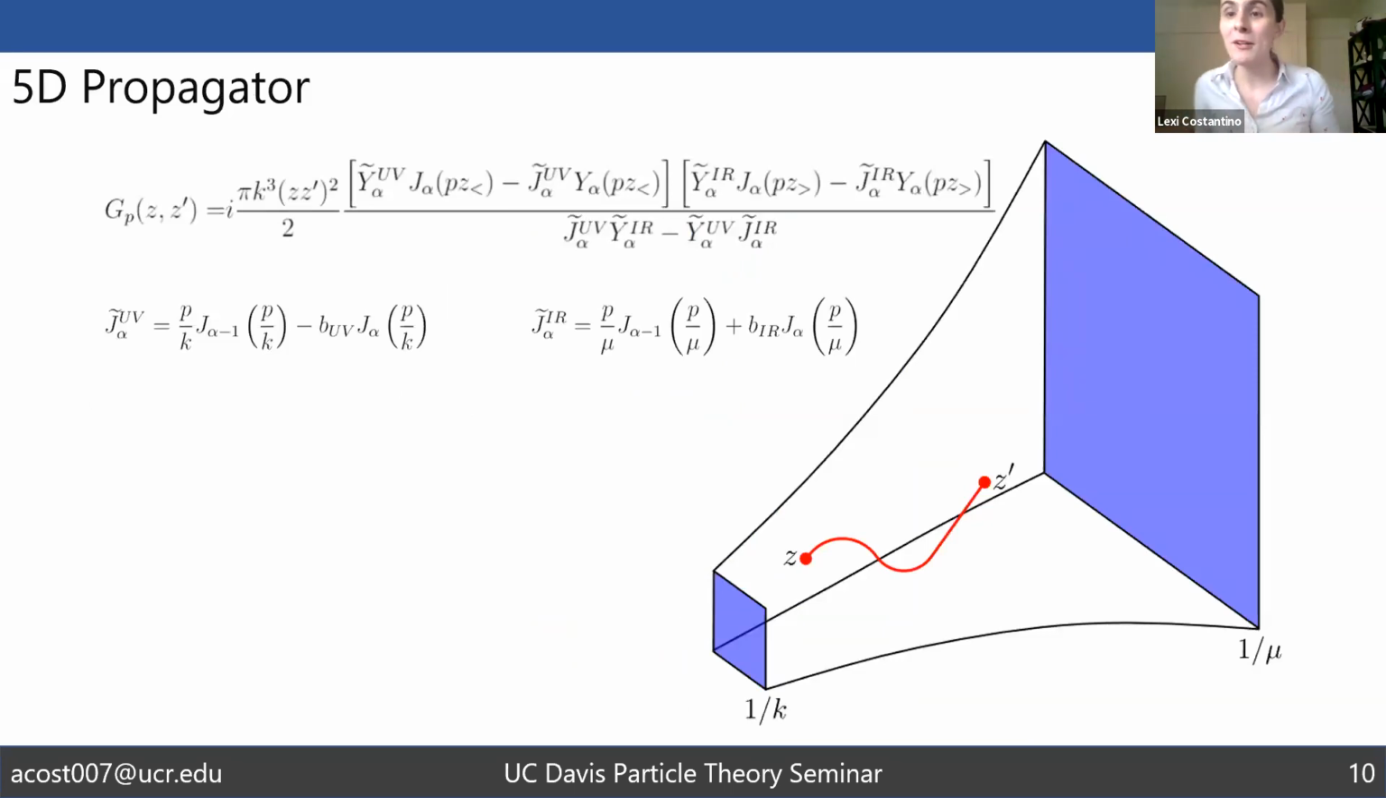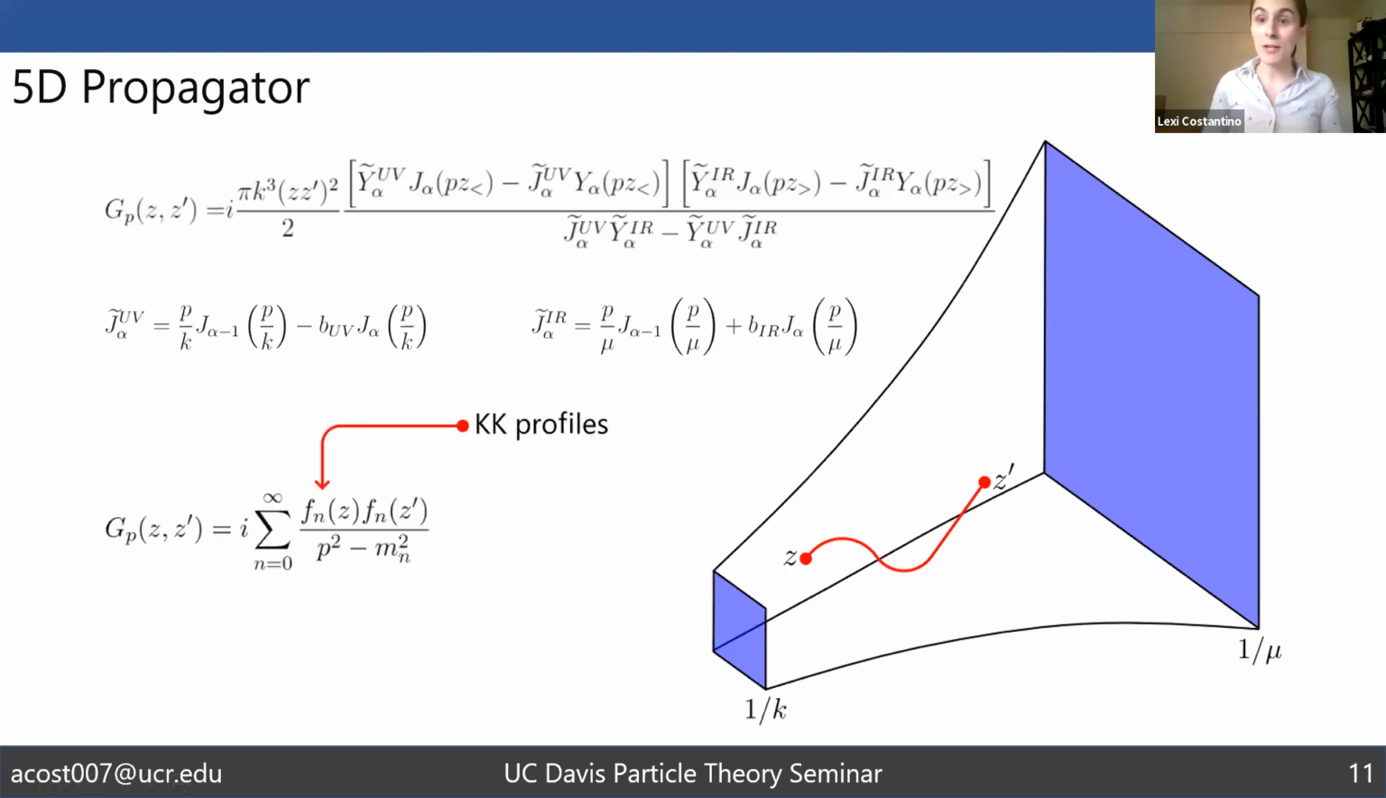Just to review a bit more, when you have propagation in the bulk, you can write it as this complicated function with tons of Bessel functions. And the reason why there's so many is because of these boundary conditions you have to satisfy. But a really nice representation for this propagator is the spectral representation, which I've written here, where it makes the analytic structure of the propagator apparent just by looking at it.